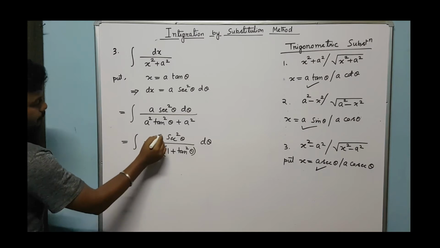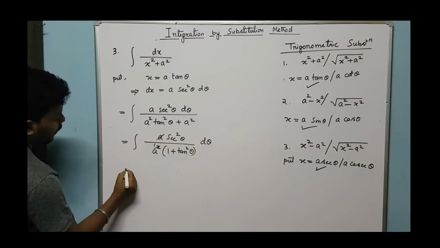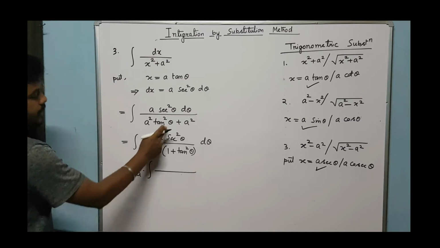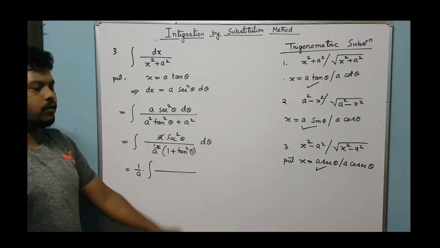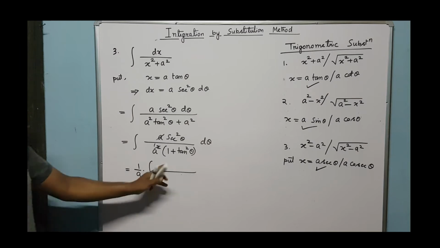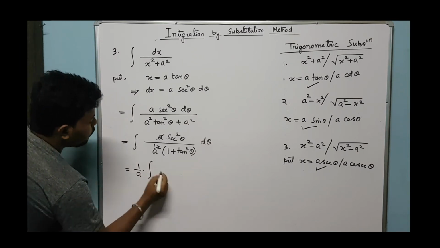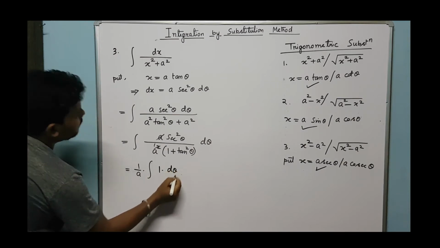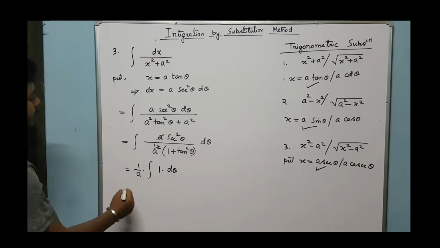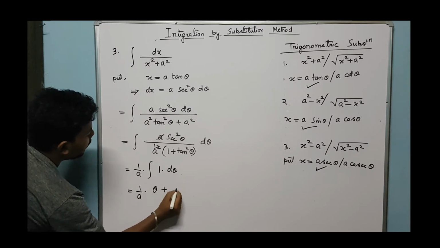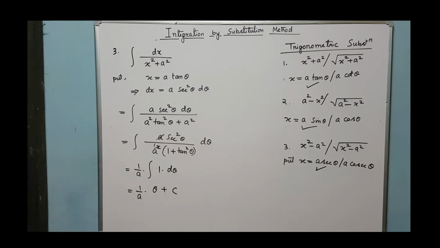A square can be cancelled. This 1 by a is a constant. You get sec square by 1 plus tan square. What do you mean by 1 plus tan square? This is also sec square, so they are cancelled. So you are left with 1 into d theta. So if I integrate d theta, I will get 1 by a theta plus c. So the integral is 1 by a theta plus c.